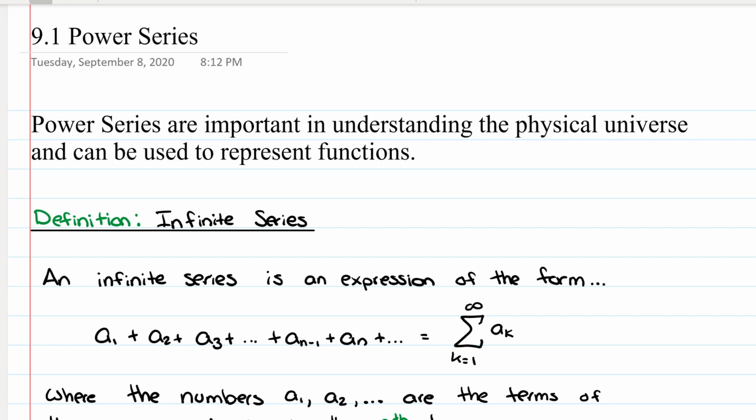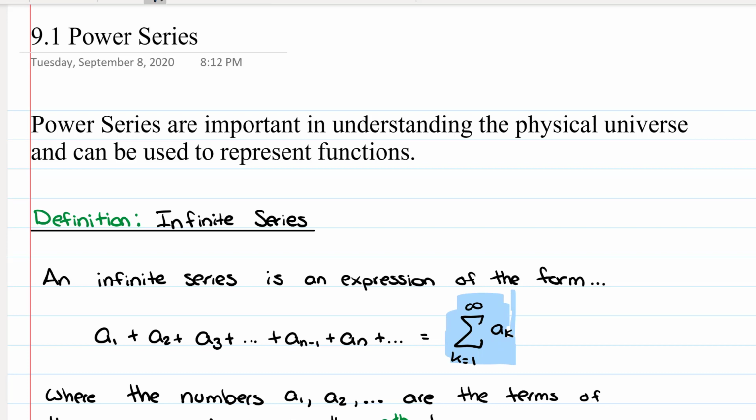So we need to first define an infinite series. An infinite series is an expression of the form a sub 1 plus a sub 2 plus a sub 3 plus a sub 4 plus a sub 5 plus a sub 6 plus ... until a sub n, right, where n is an infinite amount of terms, so you have an infinite amount of numbers you're adding up. We can represent that like this.